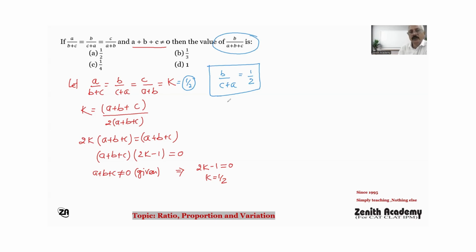And now if I inverse it, then this is C plus A upon B is equal to 2. And now add 1 both sides. Now this is B plus C plus A upon B is equal to 3. So for this, again inverse it. B upon A plus B plus C is equal to 1 upon 3. So this is your answer.